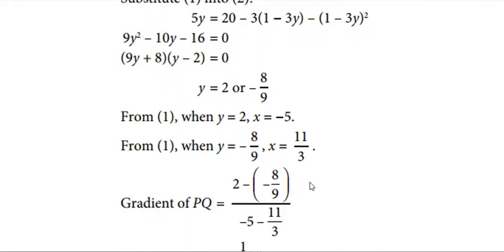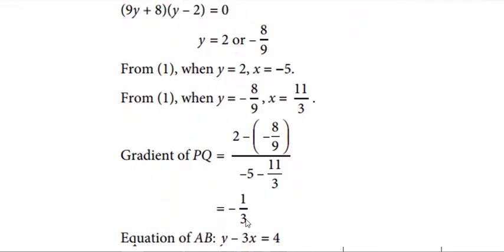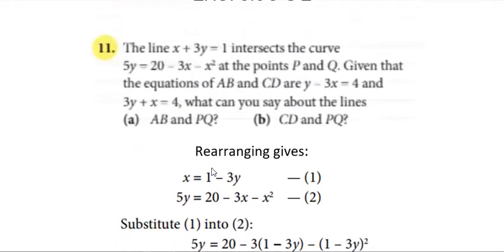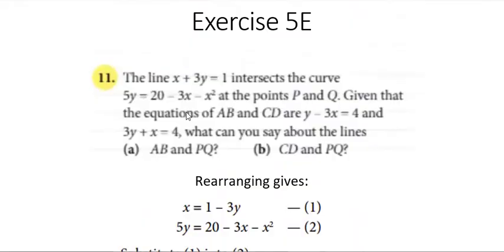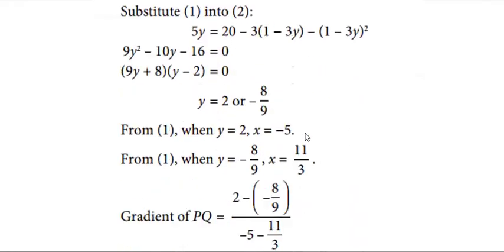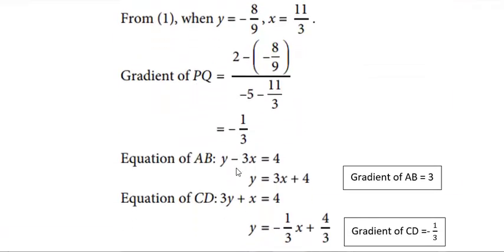So we use these coordinates to find the gradient of the line PQ. We do this, y2 minus y1 over x2 minus x1, and we get minus 1 over 3. This is the gradient of PQ. Now go back to the question. It says that the equations of AB and CD are these. So we have the equations. We can rearrange them to find their gradients. So here we rearrange these equations. AB gives us gradient 3 and CD gives us gradient minus 1 over 3.